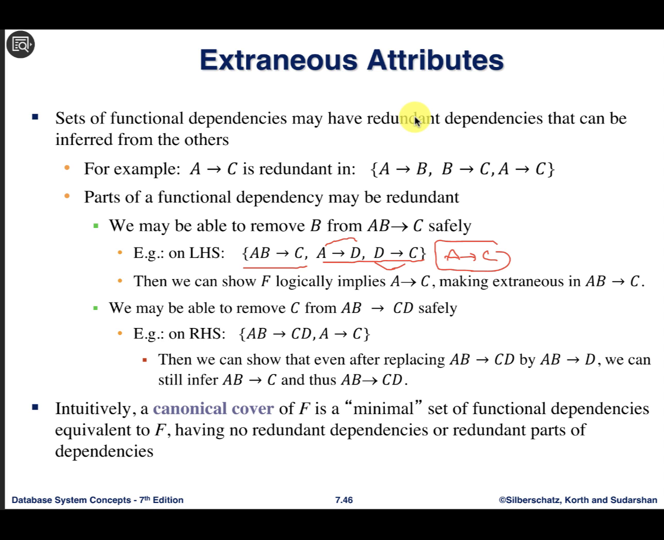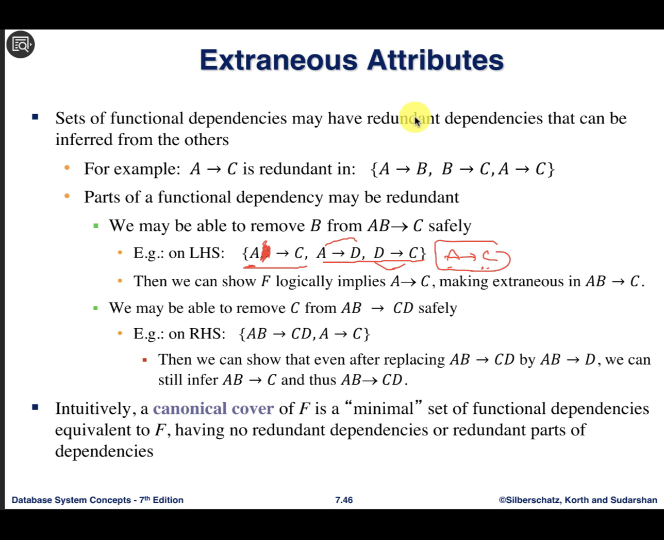Here, we said AB determines C, so it looks like with the help of B or without B, I'm still being able to say A determines C, right? So in this case, it looks like this attribute B is extraneous, an extra attribute. I can remove it without a change of the set of functional dependencies that we have, still being able to say A determines C.